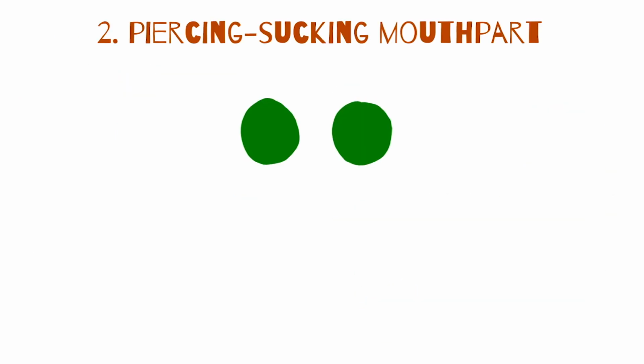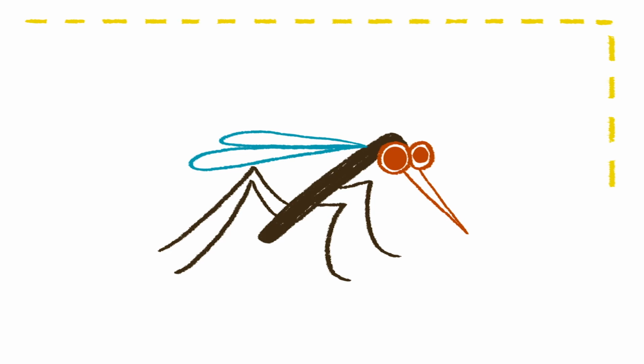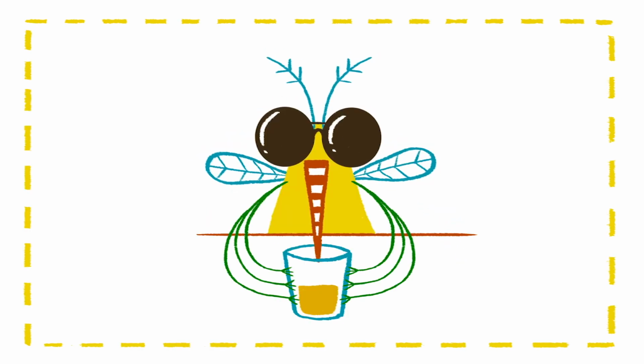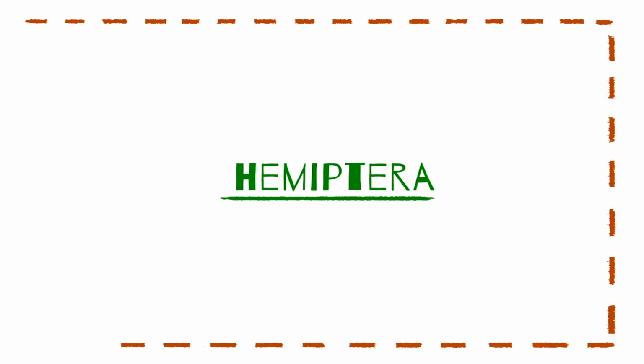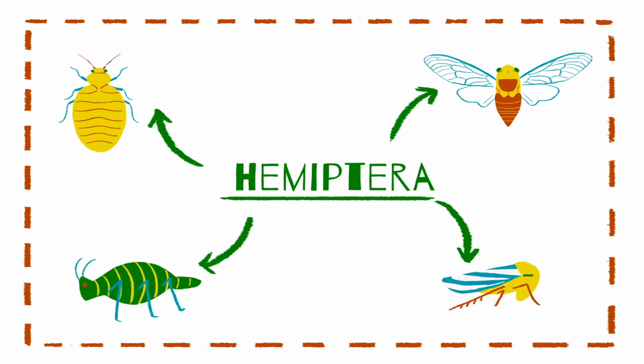The piercing sucking mouthpart consists of a long, tube-like structure called a beak. This beak can pierce plant or animal tissue to suck up liquids like sap or blood. It can also secrete saliva with digestive enzymes that liquefy food for easier sucking. Insects in the Hemiptera order have piercing sucking mouthparts and include bedbugs, cicadas, aphids, and leafhoppers.